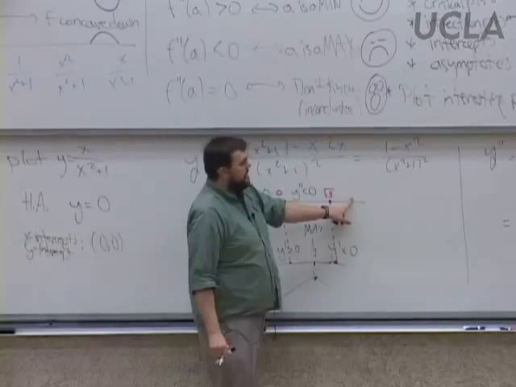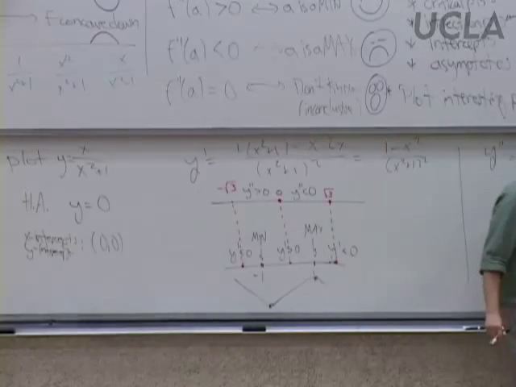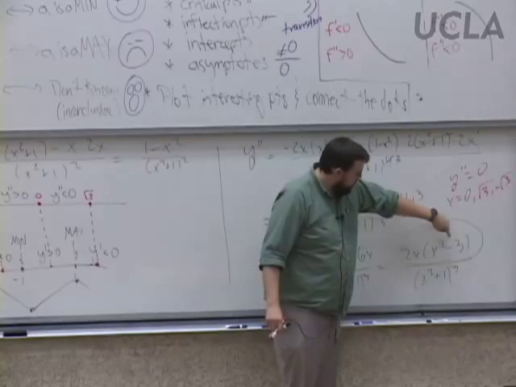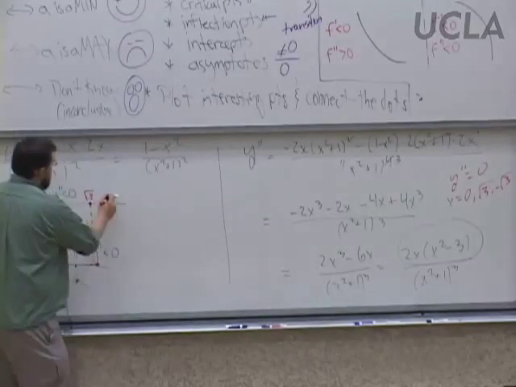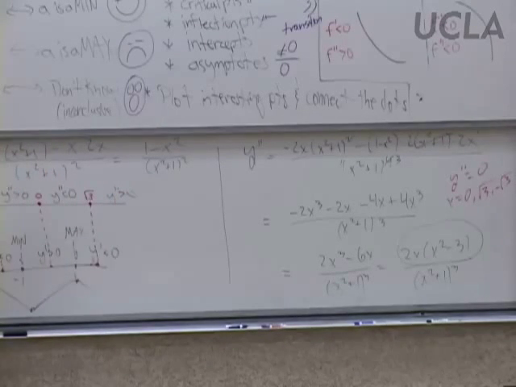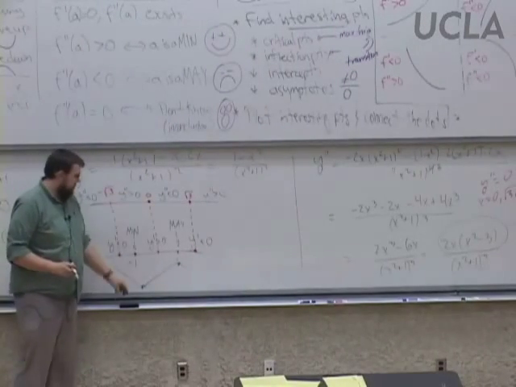And what's the number bigger than root 3? 2. It would be 2 times 2 times 2 squared minus 3, which is 1. So it'll be positive on the top, still positive on the bottom. So my second derivative is positive here. And similarly, it's going to be negative over here. Okay, so these are, in fact, all points of inflection.